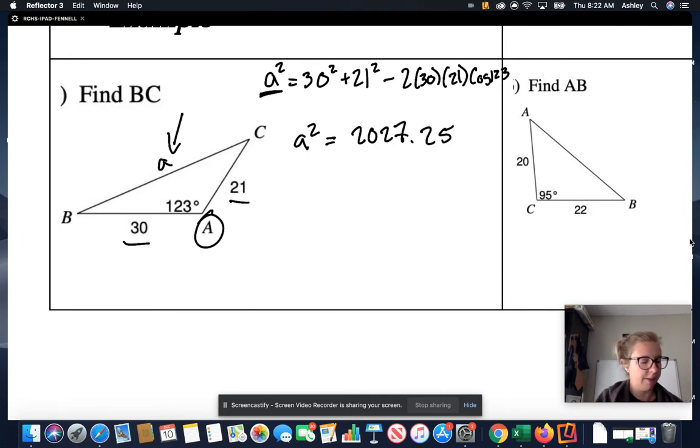2027.25 when I round. Then I have to take the square root of both sides to isolate my a and actually get it all by itself. Square root, and I get that a is about 45.02.